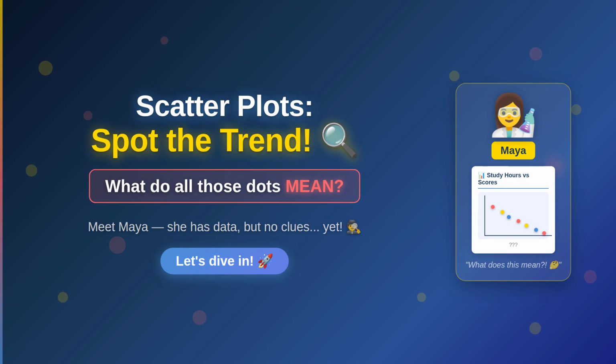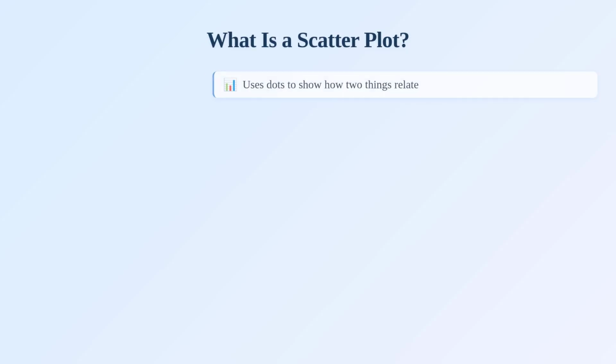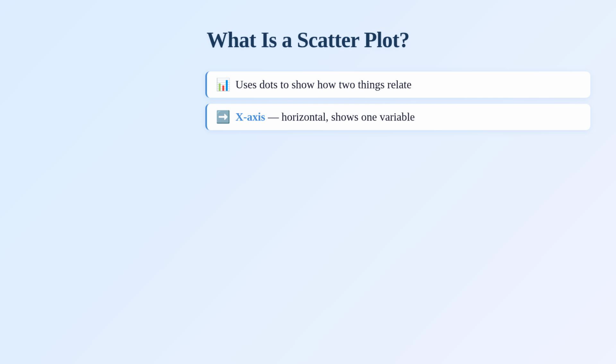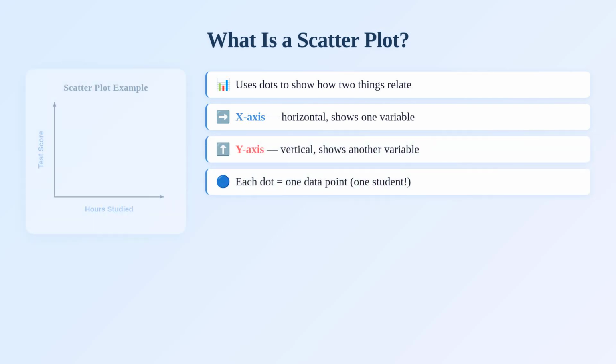Let's dive in. So what exactly is a scatter plot? It's a special kind of graph that uses dots to show how two things relate to each other. The horizontal axis, the x-axis, shows one variable. The vertical axis, the y-axis, shows another. Each dot on the graph represents one data point. Maya's dots show one student each, how many hours they studied on the x-axis, and their test score on the y-axis. Every single dot tells a story.